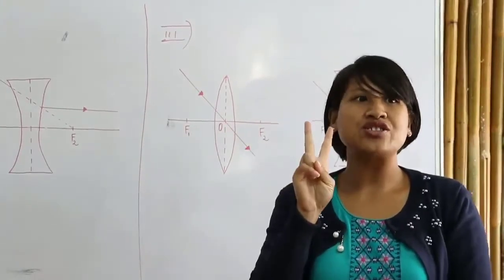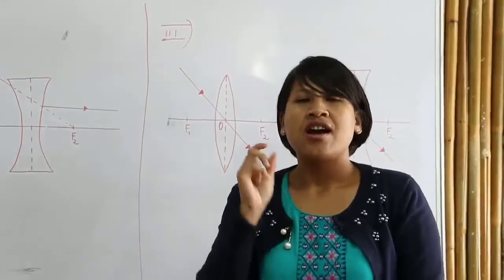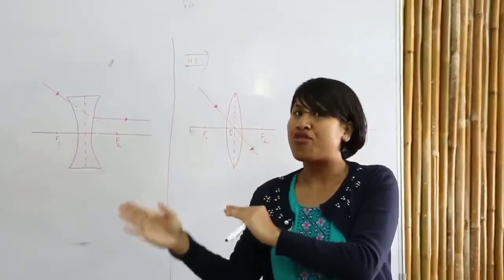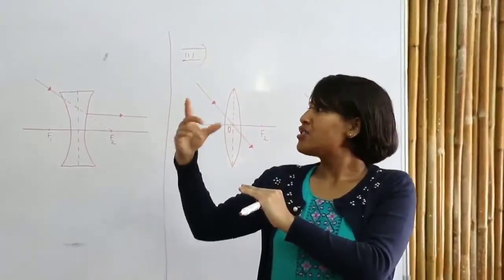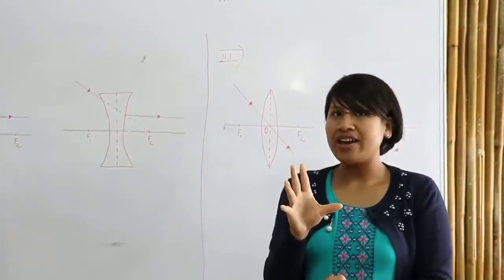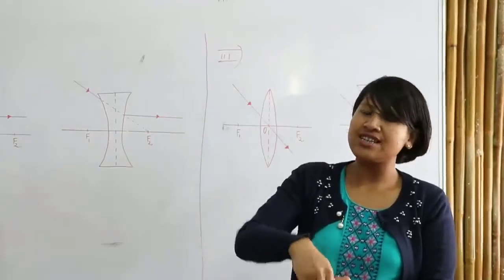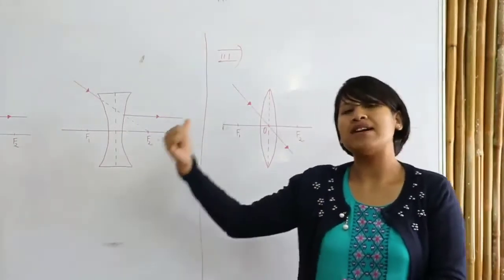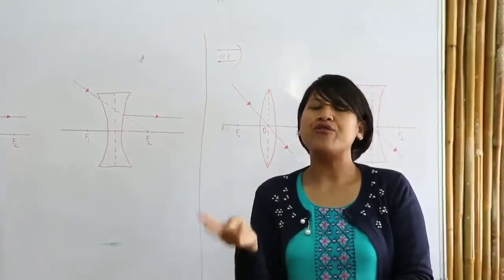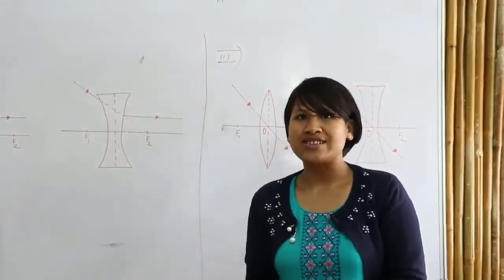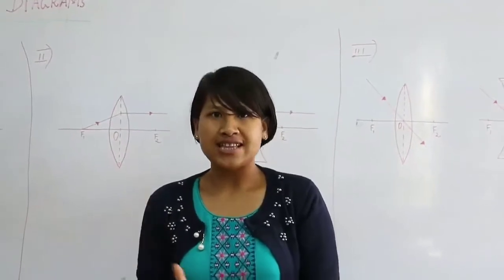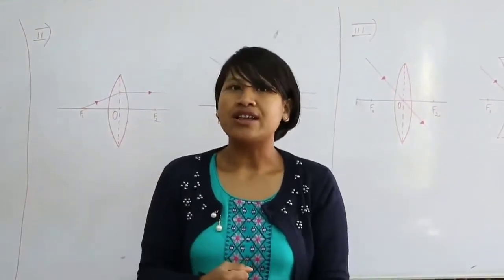So when we draw ray diagrams, remember two things. We will take two rays of light coming from the object when an image is formed. One is the parallel ray of light, which you know will pass through the focus, and the second is the ray of light passing through the optical center. You need only those two things for drawing the ray diagram for both concave and convex lens.